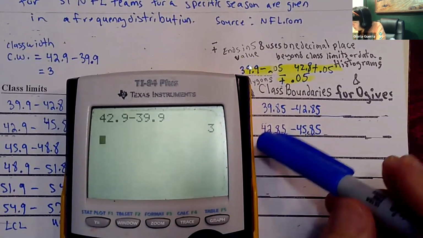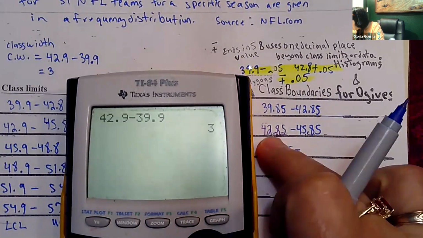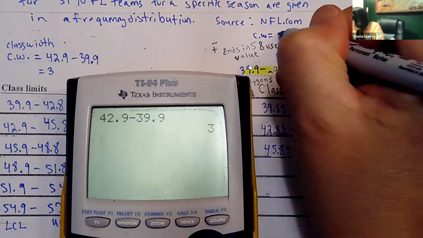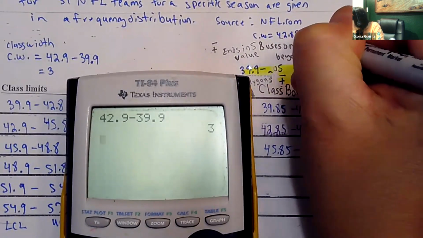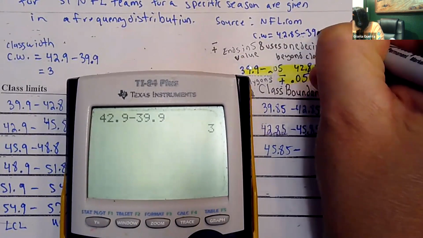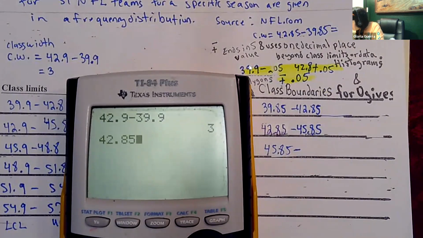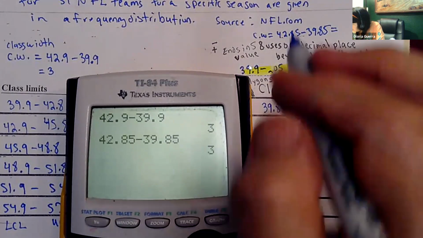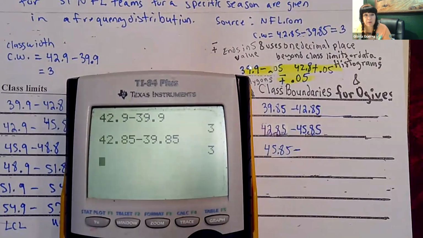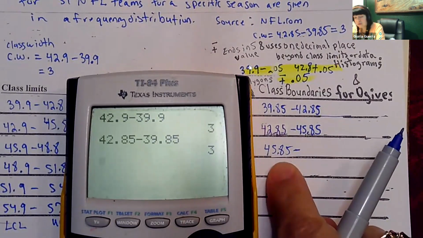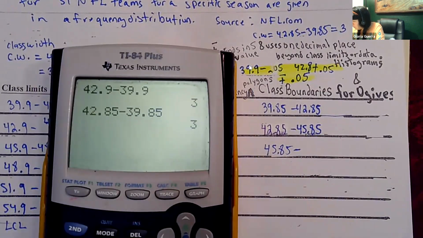Okay. Well, I want you to notice that this class width will also be the same for the class boundaries. So if I do here 42.85 minus 39.85, that is a class width, see, of 3. That's a pattern that should happen, and it will also help you create these faster, because this next one, and this next one, are going to increase by 3.